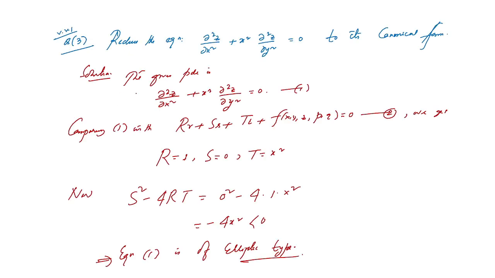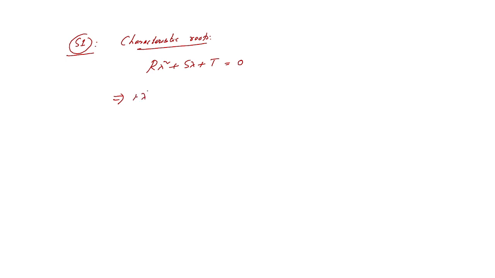So what will be our step 1? Step 1: find the characteristic roots. For that, R lambda squared plus S lambda plus T equals 0. What is R? R is 1, S is 0, T is x squared. So 1 lambda squared plus 0 into lambda plus x squared equals 0. So lambda squared equals minus x squared. That means lambda equals plus or minus i x.